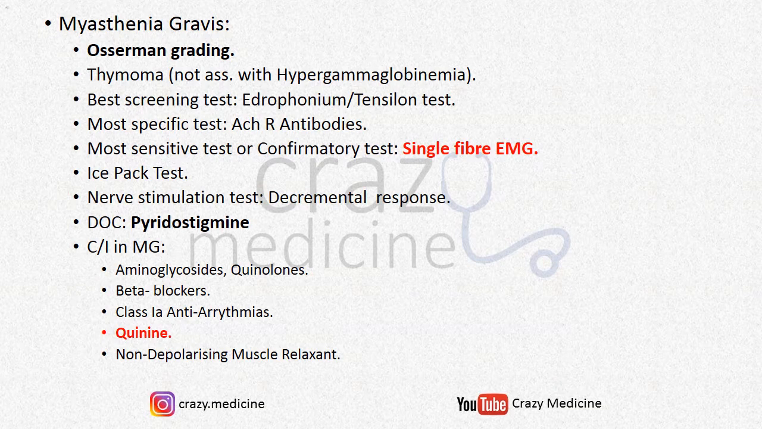Then Myasthenia gravis. I will cover most important points only. The grading used for Myasthenia gravis is Osserman grading. Then one of the causes is thymoma, which is not associated with hypogammaglobulinemia. Then best screening test is edrophonium test or Tensilon test. Then most specific test is acetylcholine receptor antibodies. And most sensitive test or confirmatory test is single fiber electromyogram. Then the ice pack test is used for myasthenia gravis, and the nerve stimulation test will show decremental response, and the drug of choice is pyridostigmine. Then drugs which are contraindicated in myasthenia gravis are aminoglycosides, quinolones, beta blockers, class 1A antiarrhythmics, quinine, and non-depolarizing muscle relaxants.